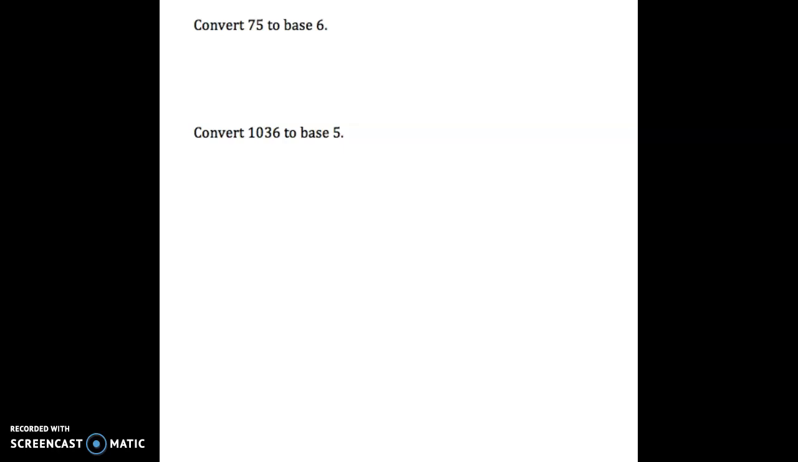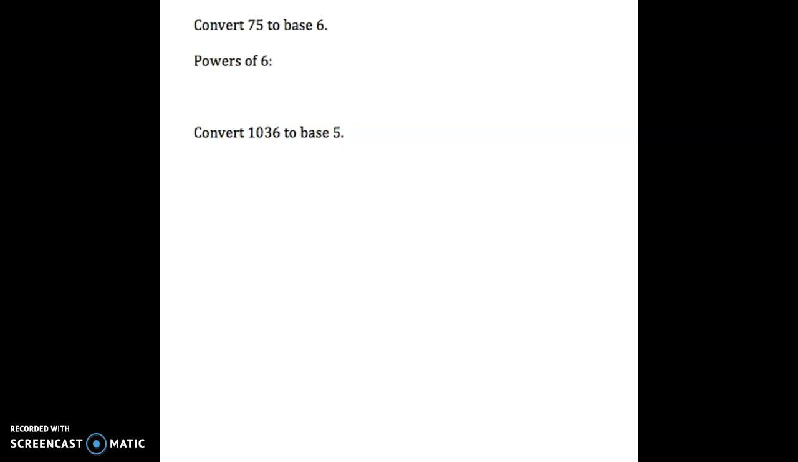Suppose I want to change a number that's written in base 10 into a different base. Here I have changing 75 into base 6. Well, in base 6, we know that the place values are going to be powers of 6, so it might be useful to remember what those are.